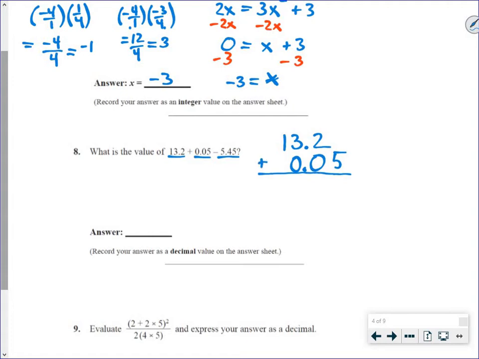If you like, you can add a 0 at the end there, just to make sure that you don't add the 2 and the 5 by mistake. 5 plus 0 is 5, 2 plus 0, 2, 3 plus 0, 3, and 1 plus 0 is 1. So we got 13.25. And then we need to, from that, subtract 5.45. Again, we need to line up the decimal places.